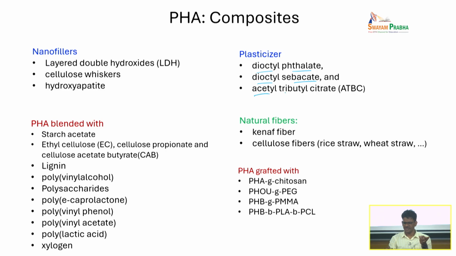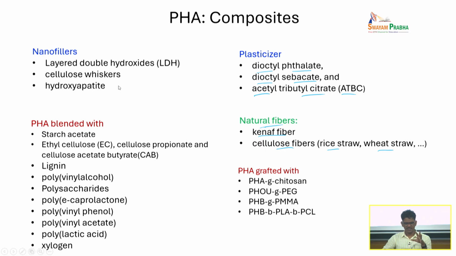In terms of processability, plasticizers are added. Examples are dioctyl phthalate, dioctyl sebacate, and acetyl tributyl citrate. These are commonly used plasticizers for this particular polymer. We have seen other plasticizers like sorbitol and ethylene glycol also. And apart from that, PHA has also been used along with natural fibers like kenaf fibers, cellulose fibers, rice straw and wheat straw, all those things.